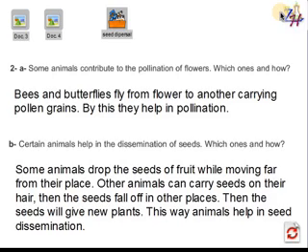Okay, so here we saw how animals also help in seed dissemination without even knowing it.